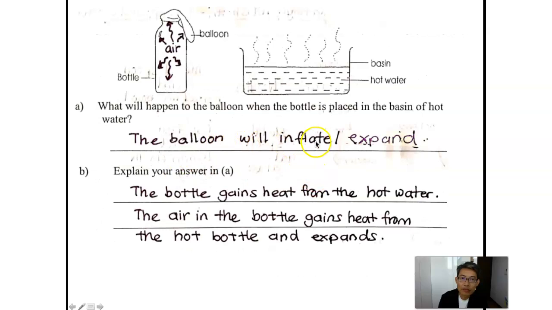The balloon will inflate or expand, because as the air expands, it pushes in all directions. It cannot push the glass bottle to expand, but it can push against a flexible balloon and make it expand or inflate. So the bottle gains heat from the hot water, and the air in the bottle gains heat from the hot bottle and expands.